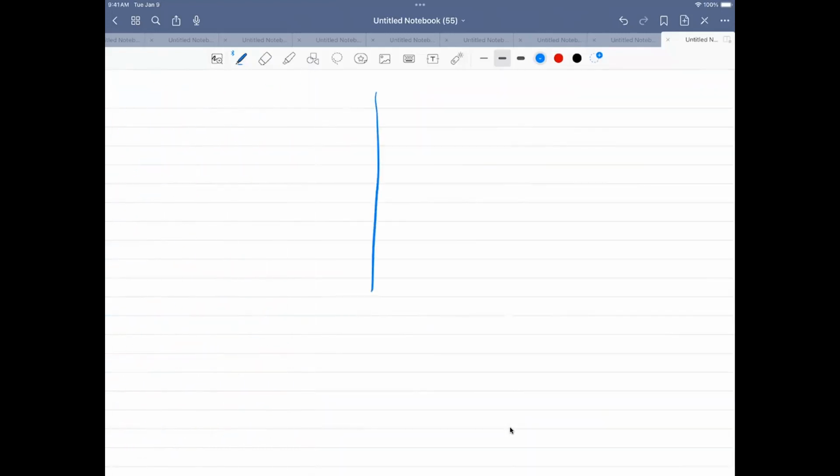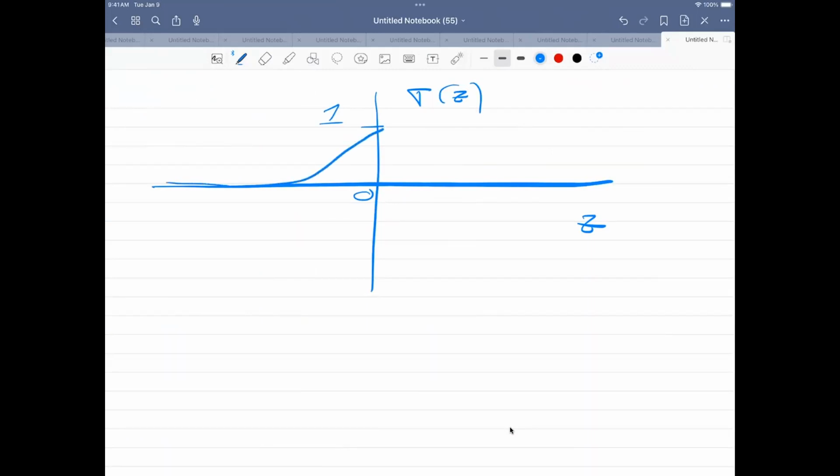If you make a plot of it, it's going to look like this. So this is the sigmoid function. We have 0 here, we have 1. So it's roughly going to look something like this. Now, my hand drawing is not the best one. But this should be a constant here.